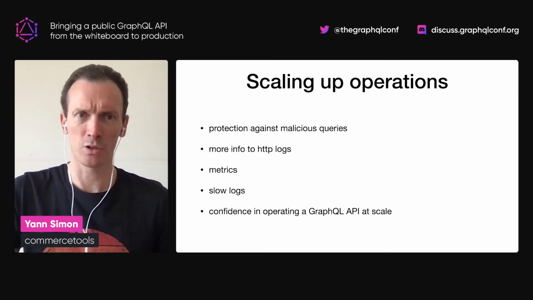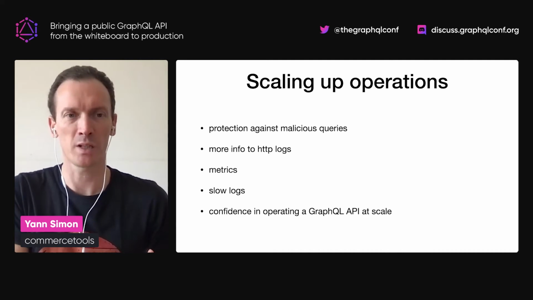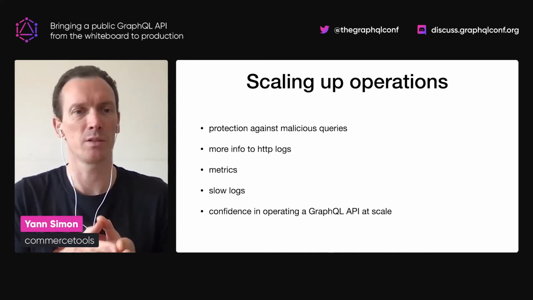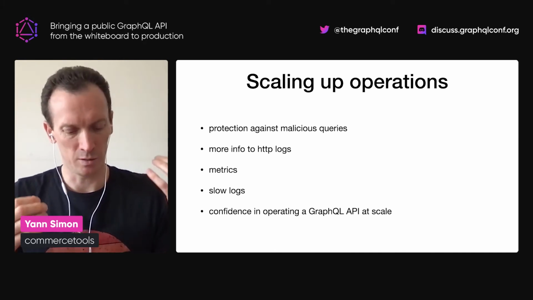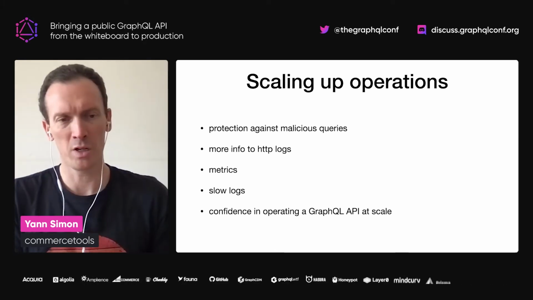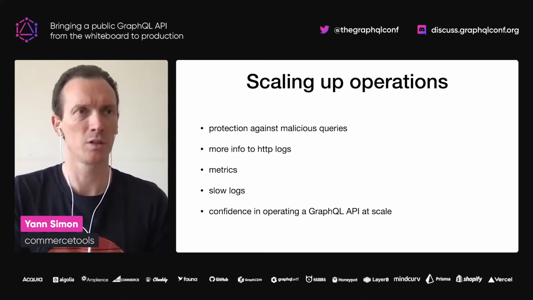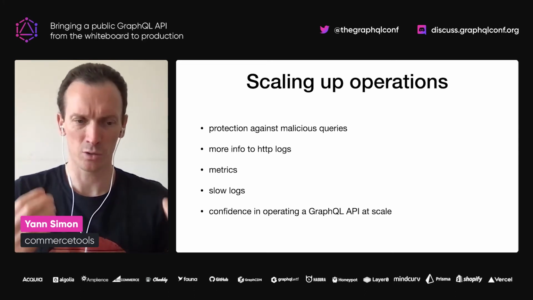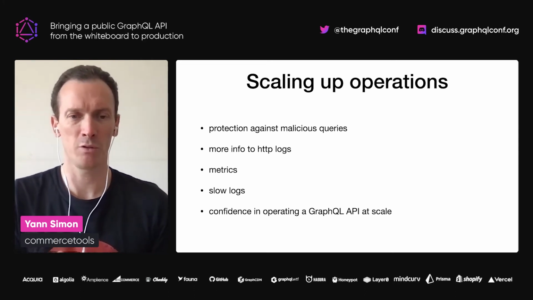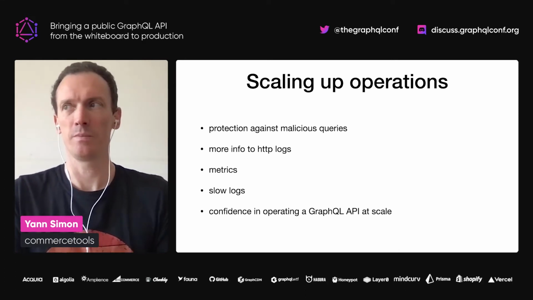So in the past years, we have scaled up operations. First, to protect ourselves against malicious queries. Then we have added more information on HTTP loads, with metrics, with slow loads. And all this information gives us confidence in operating the GraphQL API live at scale.